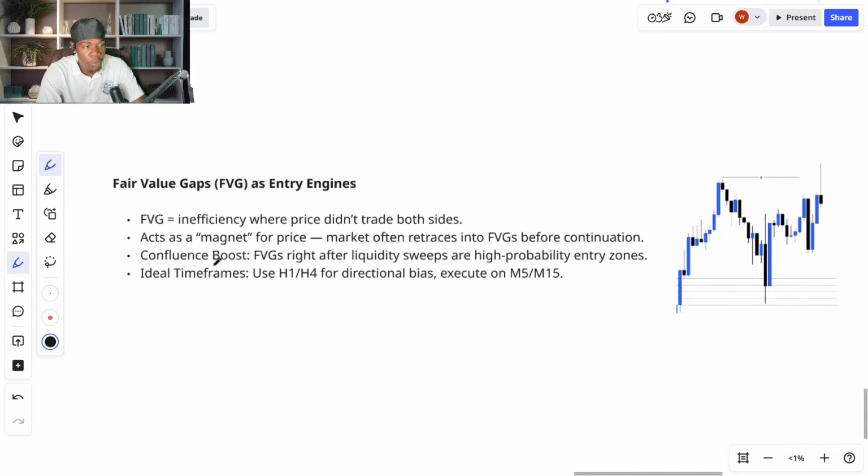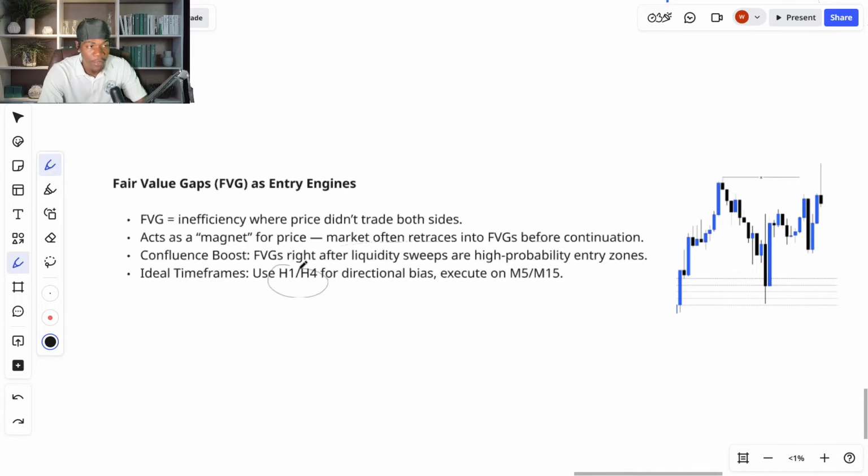For a confluence boost, a fair value gap right after a liquidity sweep is a high probability entry zone. Whenever you can stack confluences together, that makes the entry stronger. So if you have a liquidity sweep, a fair value gap, and an order block, all of them aligning together, that right there is an A-plus type of setup.